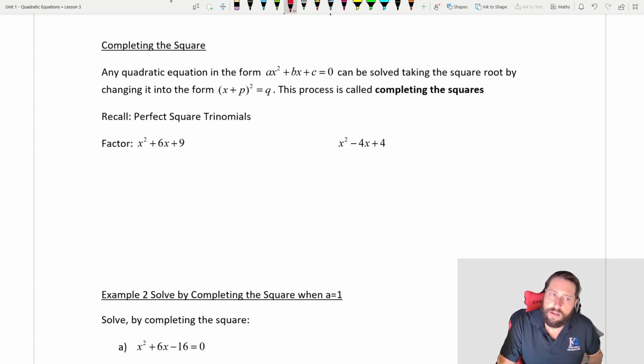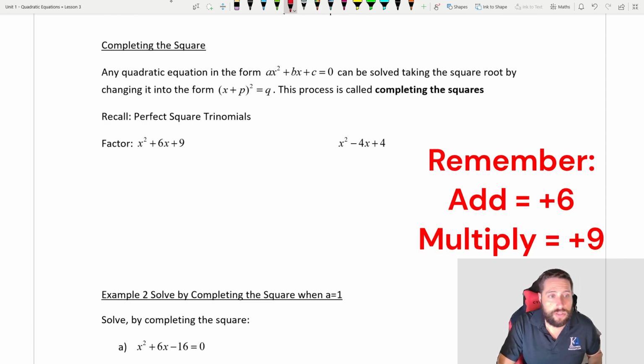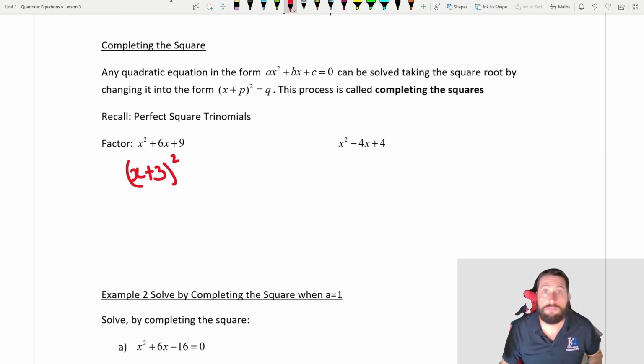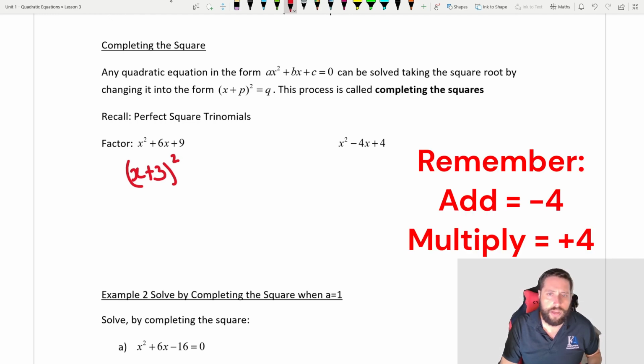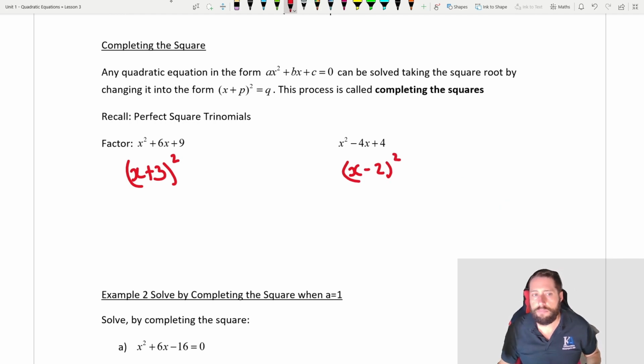So this, what factors of 9 add up to give you 6? Well, it's 3. So this should actually be x plus 3 squared, right? With this one, x squared minus 4x plus 4, the factors that add up to negative 4 but multiply to give you 4. Okay, well, this is going to be x minus 2 squared, right?